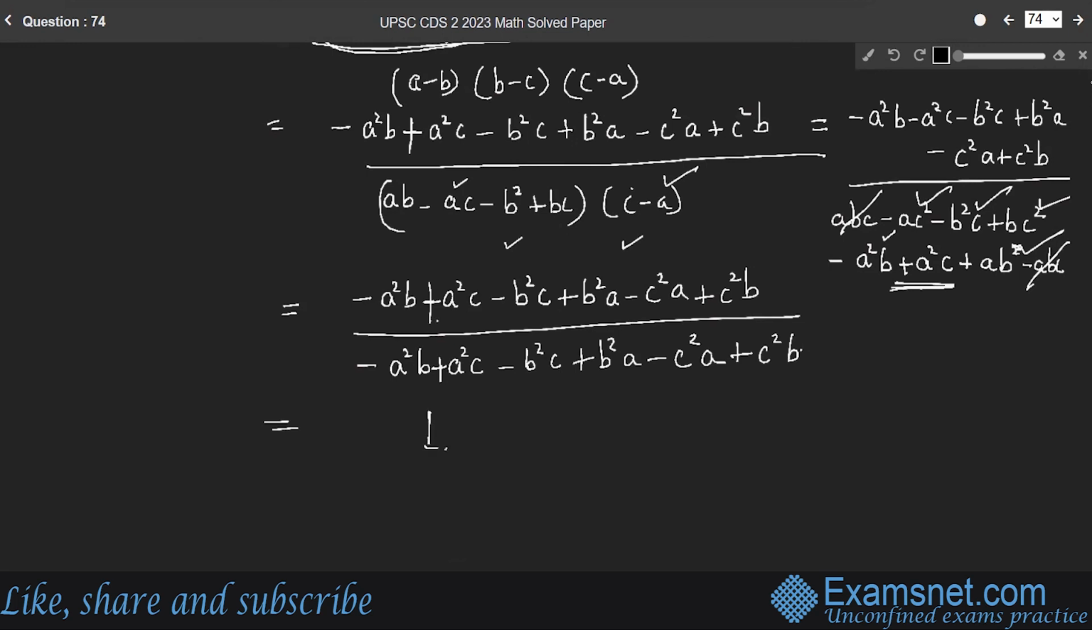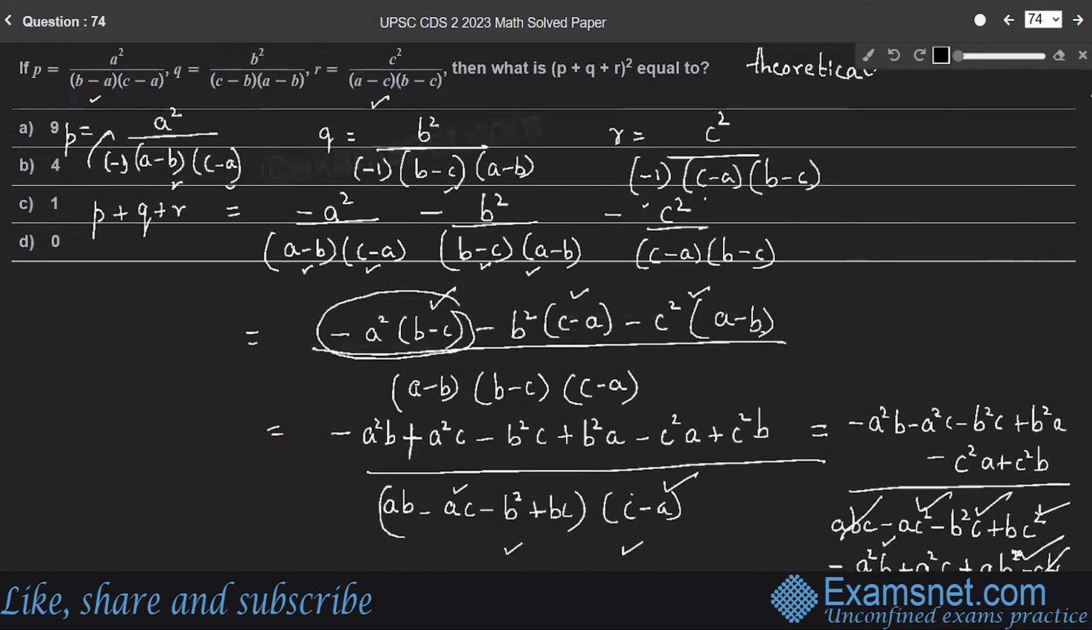Therefore, we have 1. Same term divided by the same term is 1. So, which is p plus q plus r. Right? P plus q plus r. So, they are asking to find p plus q plus r whole square, which is also 1. Since p plus q plus r is 1, its square is also 1. Option C is the right answer.